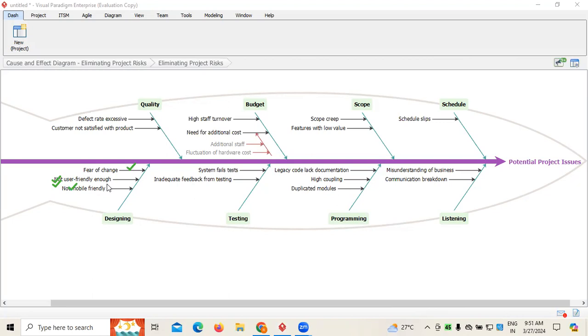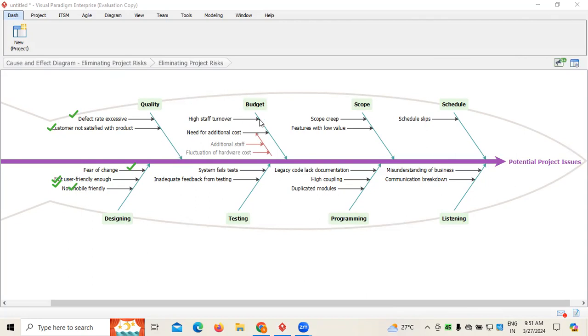So if you want to eliminate project risk at the design level, this is what we may come across. At the same time, from the quality point of view, we need to understand the defect rate, which is a major focus. Also, when the customer is not satisfied with the product, because quality deliverables have to be ensured to the customer. If you are not delivering that to the extent possible, then there is no value. So this is another important element when we are working on the quality of the project.